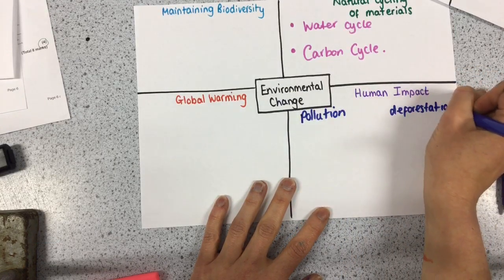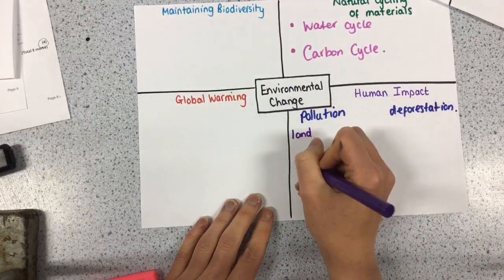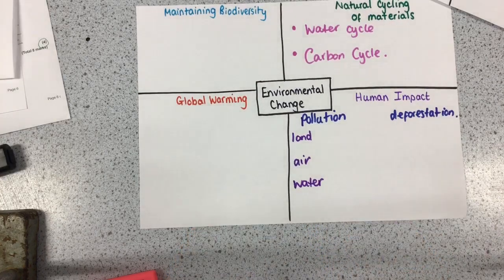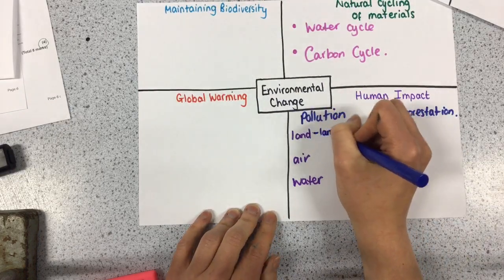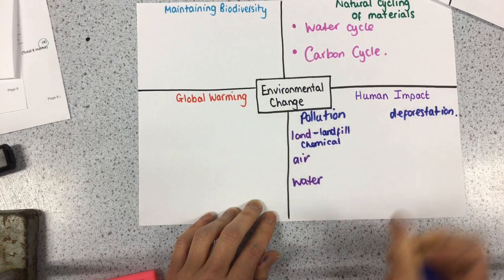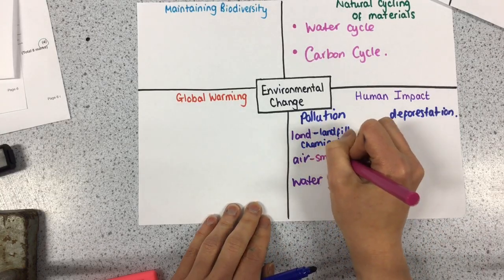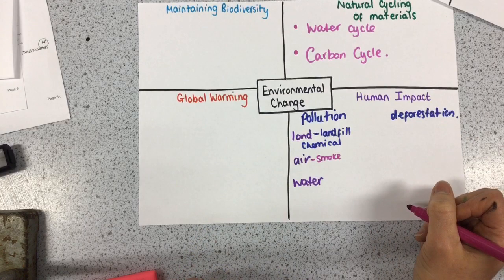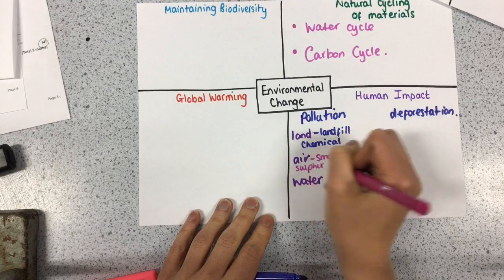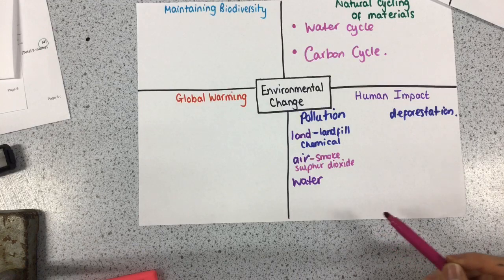Now, pollution is usually quite well answered, but they're starting to be specific about land, air, and water pollution. Land pollution, they will accept landfills or dumping rubbish. They'll also accept chemicals. For air pollution, they're looking at smoke and particulates in the air, or the quality of air, and they're also looking at sulfur dioxide. And that links into our greenhouse gases, it links into global warming.